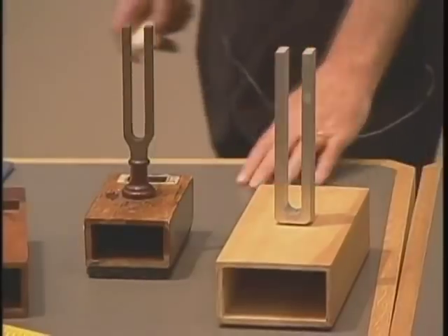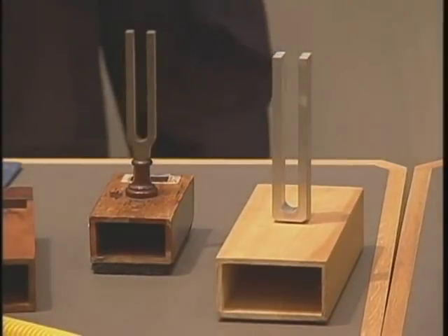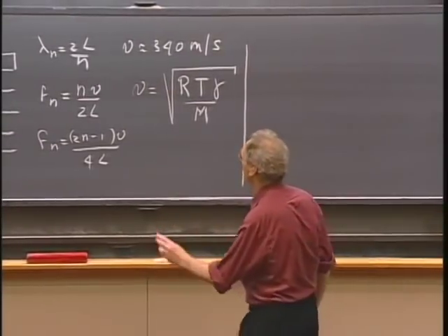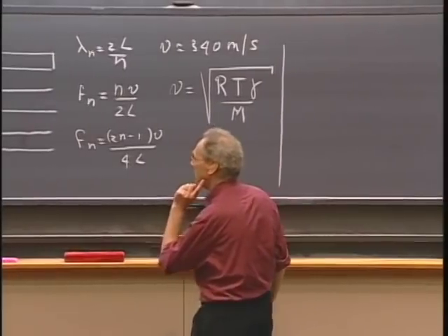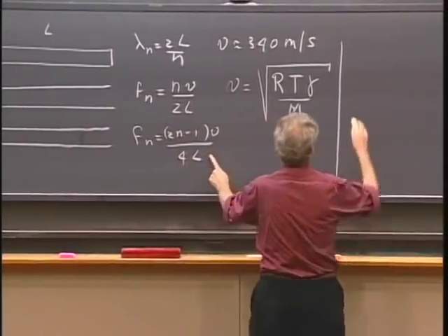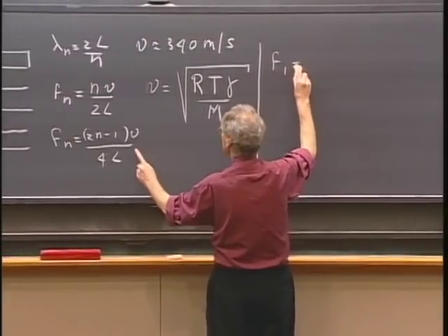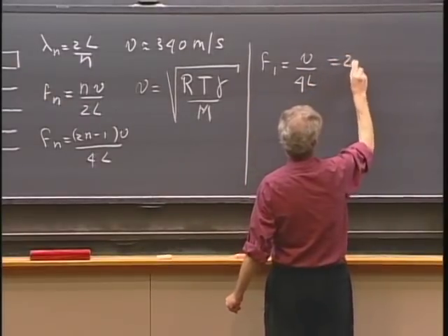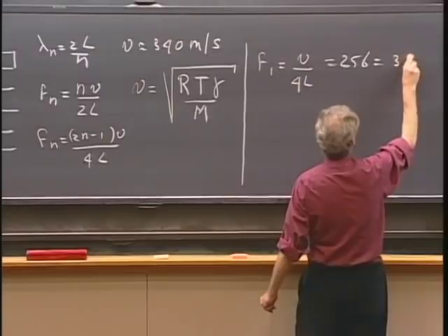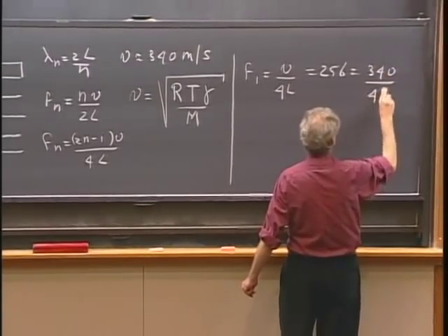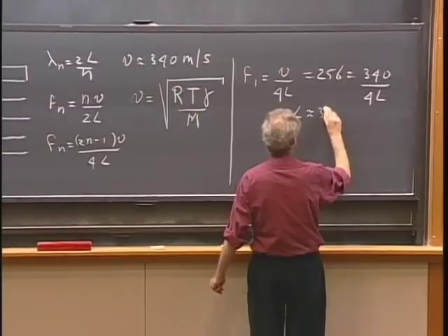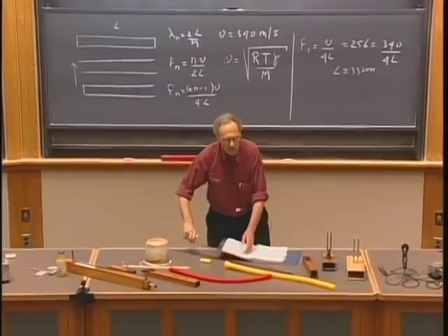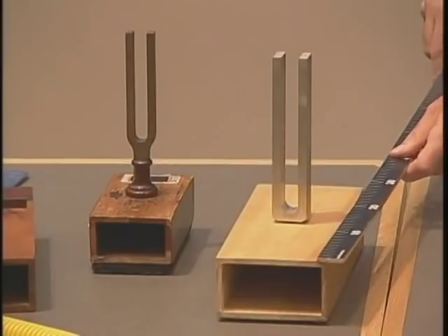So for this case, then, you would have that the frequency, f, is the velocity. So we go to this case now, to the case of this equation. So the frequency, this is in the first harmonic now, is v divided by 4L. So that is 256. So that is 340 approximately divided by 4L. And then L comes out to be about 33 centimeters. And indeed, if you measure the length of this, you will find that it is roughly 33 centimeters.